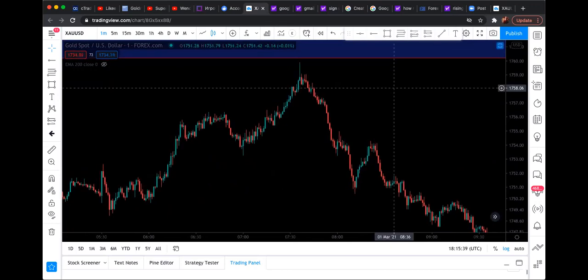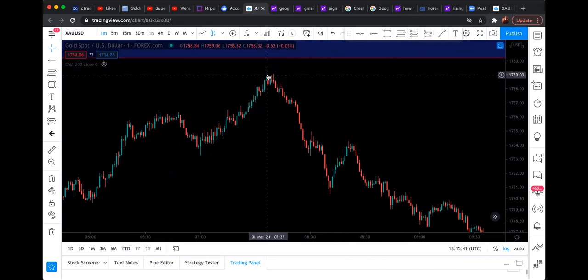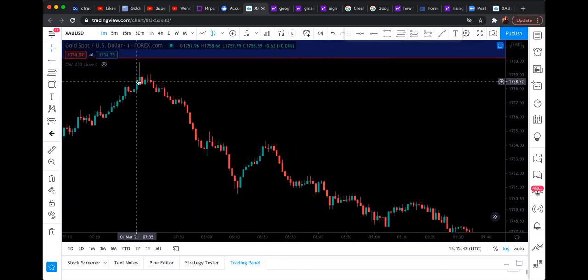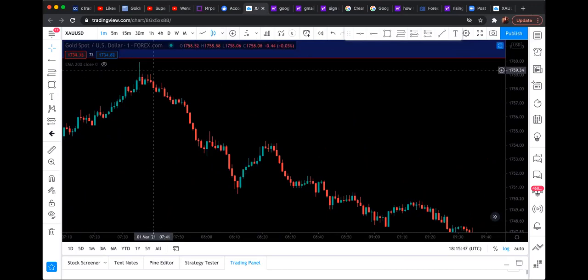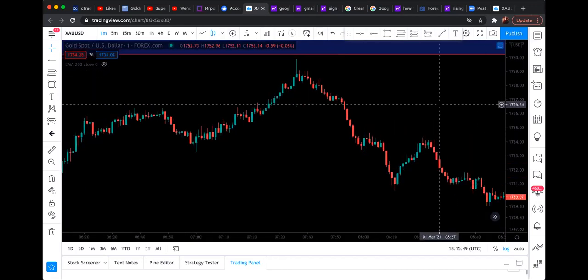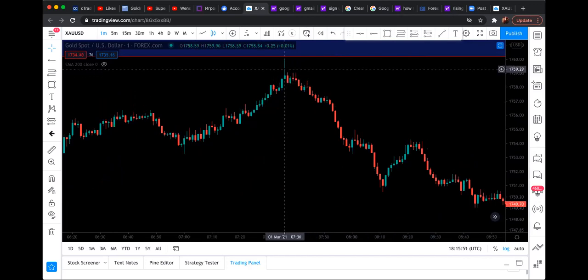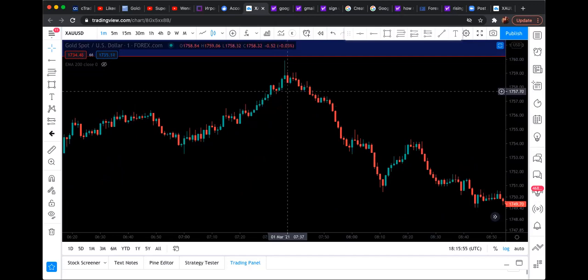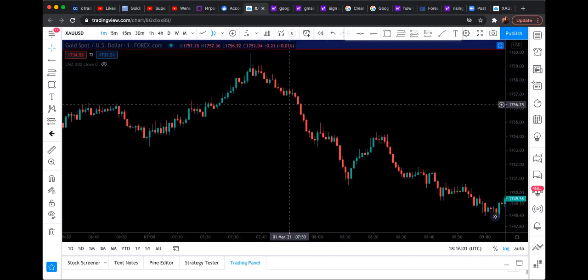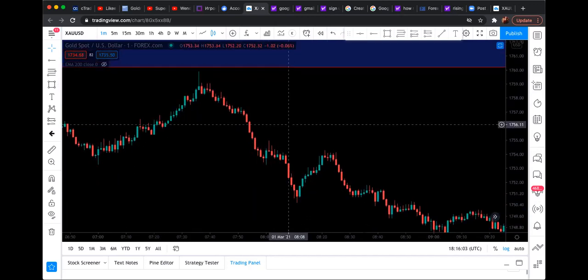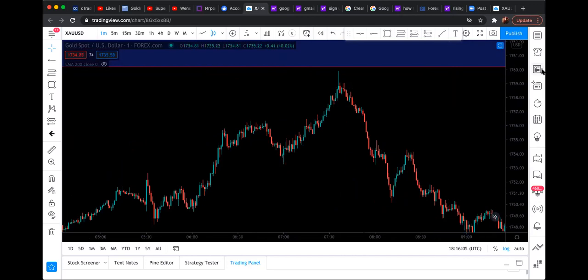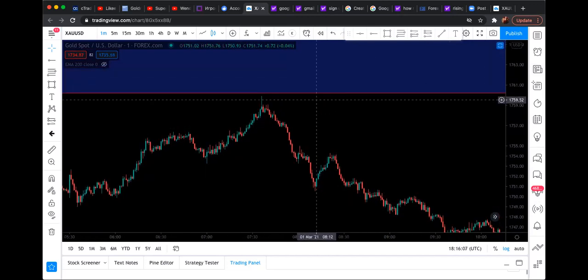Yeah, I understand. So this here is a shooting star. A shooting star can be in any colors, green, blue. The difference between a shooting star and a hammer is that the wick is above in the shooting star, and a hammer has its wick below. It's not about the colors. Some people even use the same colors for candlesticks because they don't want to get confused. You get it?